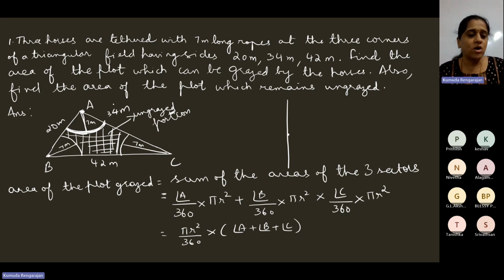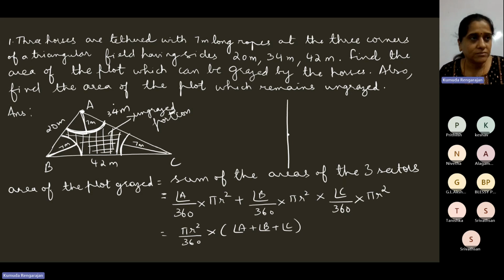Same thing with the horse tied at B. The length of the rope is 7 meters long. When the rope is fully stretched and the horse moves around, it will trace a sector. Same thing with the horse tied to the corner C. So the area of the field or the plot that can be grazed by the 3 horses is equal to the sum of the areas of the 3 sectors.